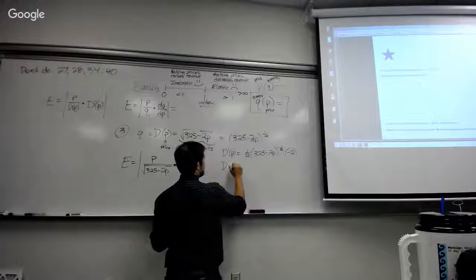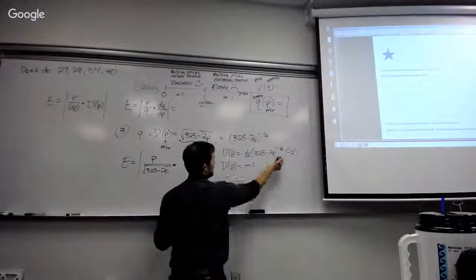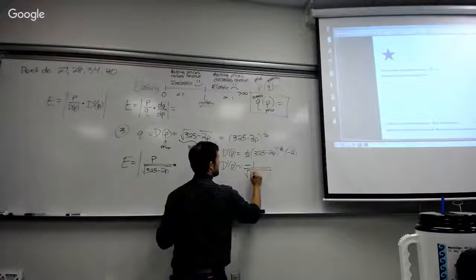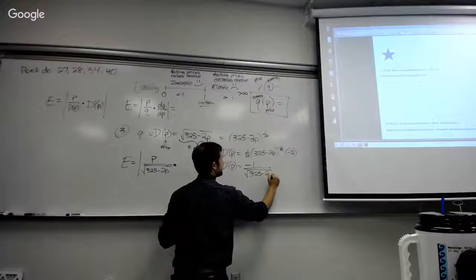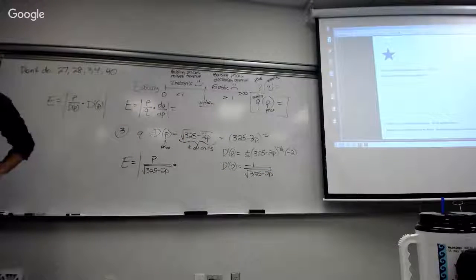Okay, so what is our derivative then? It's -2 times 1/2, that's -1. And this -1/2 exponent means the rest of it goes in the denominator, the square root of 325 minus 2P. So that was our derivative.